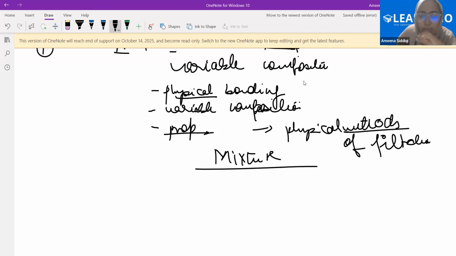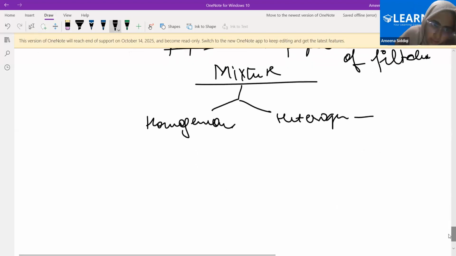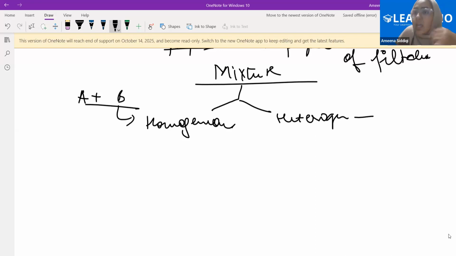Fine. Now see, mixture again is of two types, homogeneous and heterogeneous. See, hetero means different. Homo means same. So what is the basic difference here? Let's suppose I'll be taking two components. A is a pure substance, B is a pure substance. And if it is homogeneous, the particles of A will be properly dissolved in the particles of B. Therefore, we will not be able to distinguish between the particles of both the compounds. Therefore, I'm saying homo, same. It appears to be same, right?